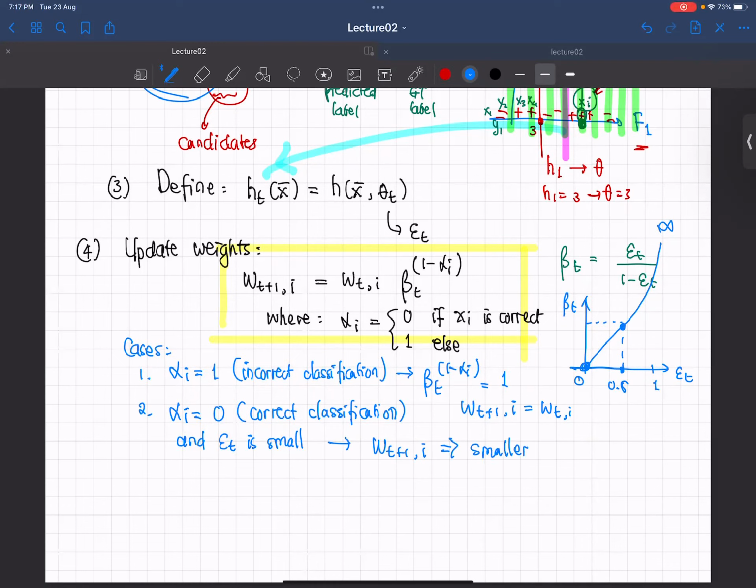Okay, so if it is correctly classified and your classifier is a good classifier, then W becomes smaller in the next iteration. Any questions here?